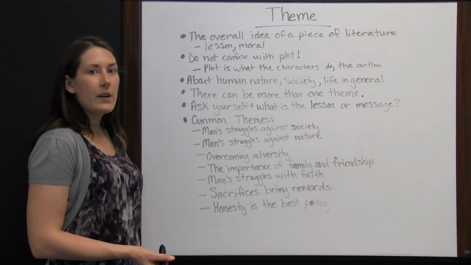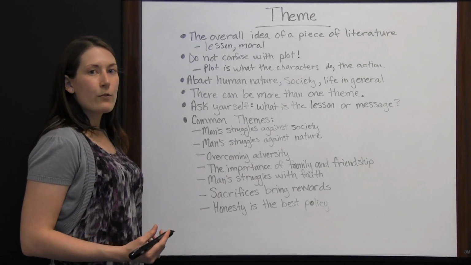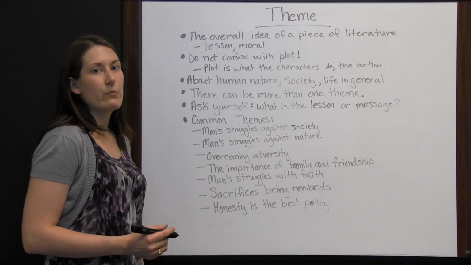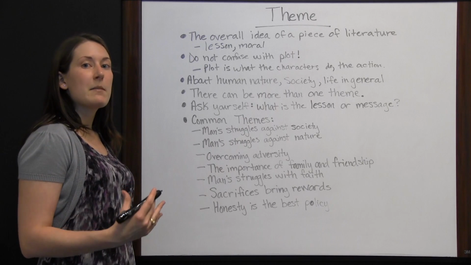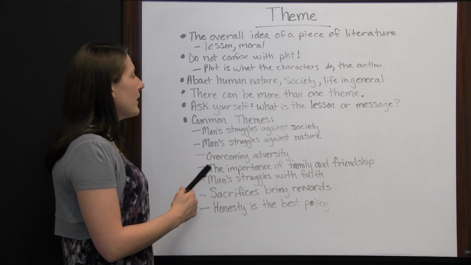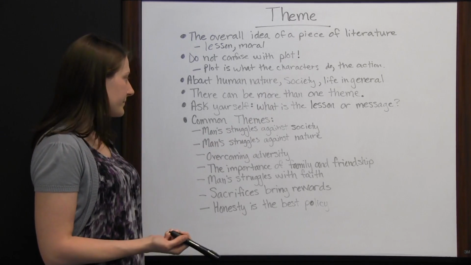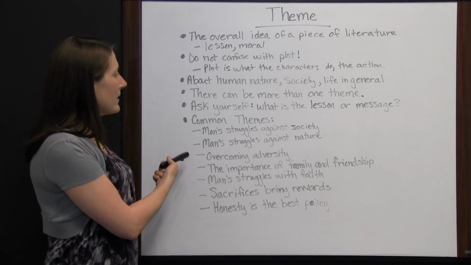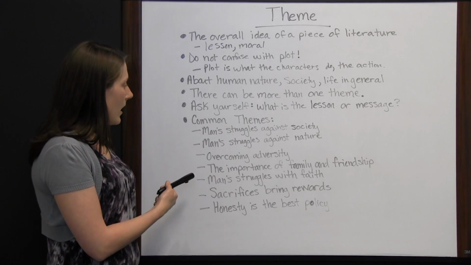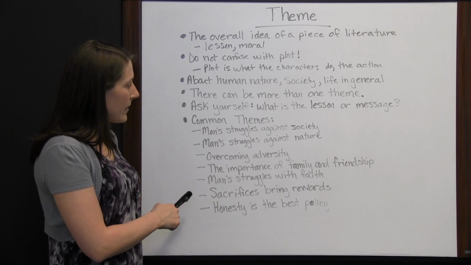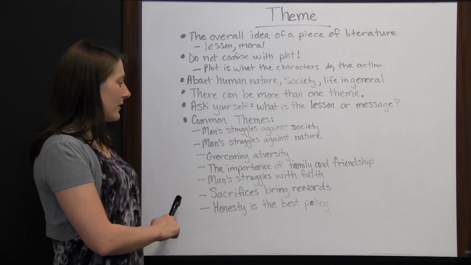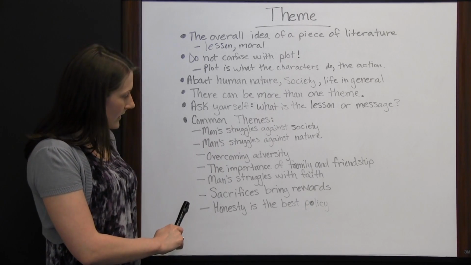There can also be more than one theme. The author may have one overall message, but there may be a few messages in there, or you may be able to find more than one theme besides the main controlling theme of the story. Some questions to ask yourself are, what is the lesson or message? And some common themes are, man struggles against society, man struggles against nature, overcoming adversity, the importance of family and friendship, man struggles with faith, sacrifices bring rewards, and honesty is the best policy.